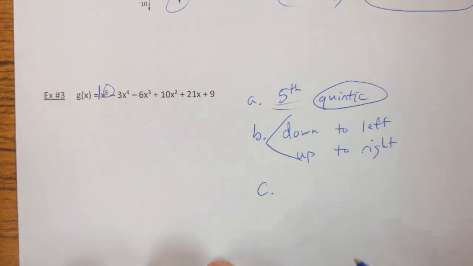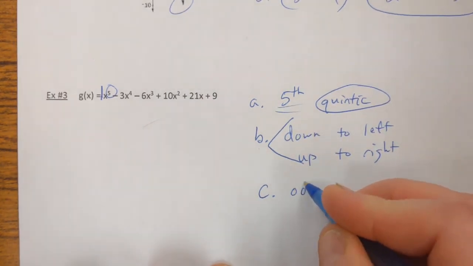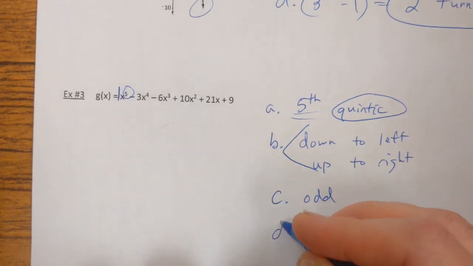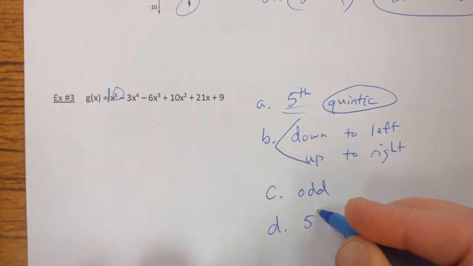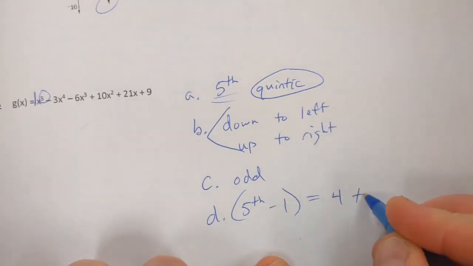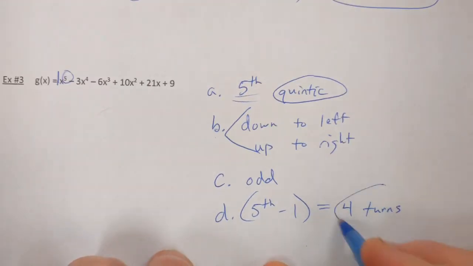And since 5th is an odd number, I know that this graph's going to cross the x-axis an odd number of times. And then the number of turns it's going to have is going to be the 5th degree minus 1 equals 4 turns at the most.